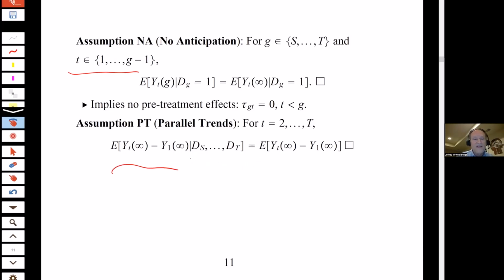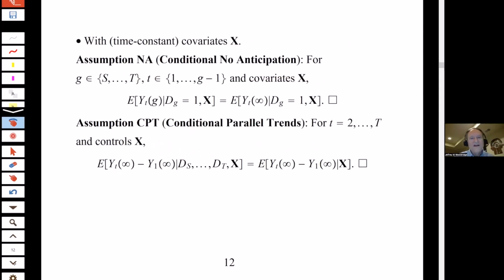This says that the treatment can actually be correlated with what the outcome would have been in the first time period, but what it's not correlated with is the trend on average, over time. And then when we have covariates, the no anticipation assumption becomes conditional on X.